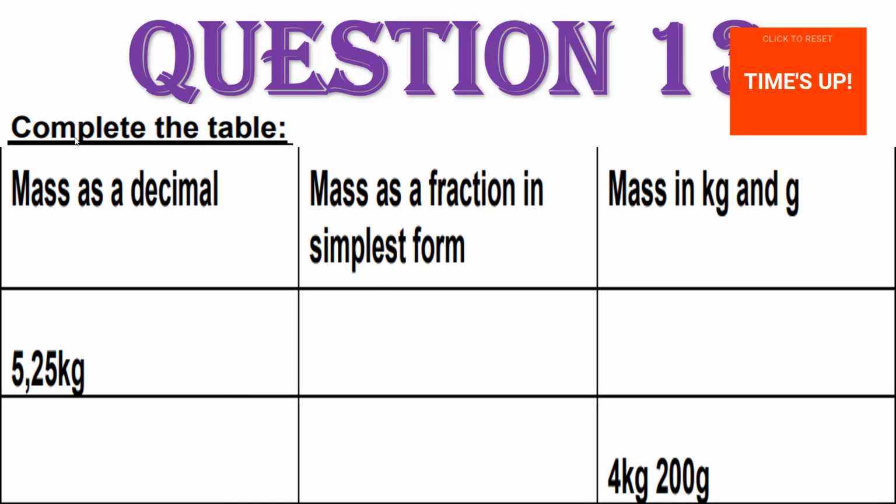We have 5.25 kg mass as a decimal, and then they said mass as a fraction in simplest form. It means you are going to do something with 525. You can write 525 over 100, and then you can simplify it, all right? And then mass in kg and grams. So how many kg, how many grams do you have? They're asking you. This is given for this side, mass in kg and gram. They're asking you mass as a fraction. So we are going to complete the table.